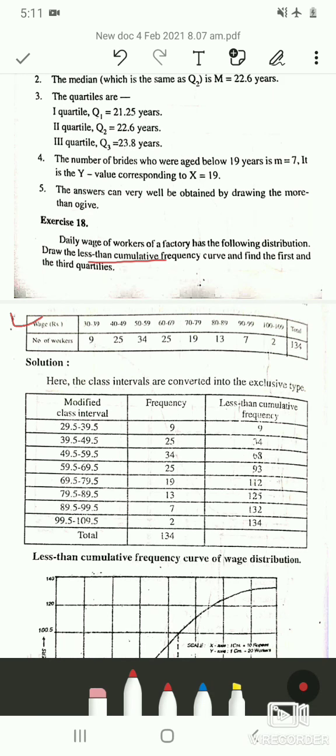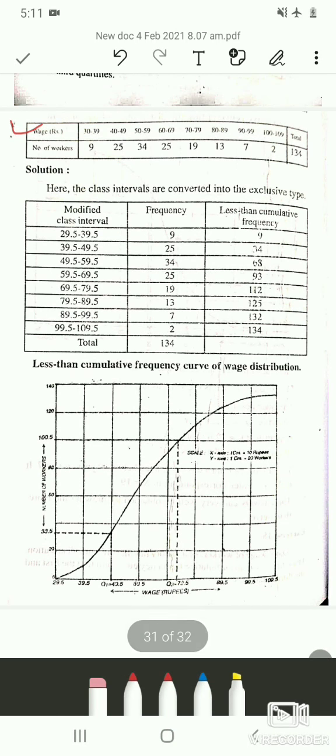So they have given wages in terms of rupees 30 to 39, 40 to 49, so on till 100 to 109. Corresponding number of workers are given. But here note that the class intervals are of inclusive type. So what you have to do, you have to convert it to exclusive type and then find less than cumulative frequencies. Plot the less than frequency curve, that is, for modified upper class interval, plot less than cumulative frequencies. So once you plot that, here n is 134, so 134 divided by 4 is 33.5, which is your Q1.